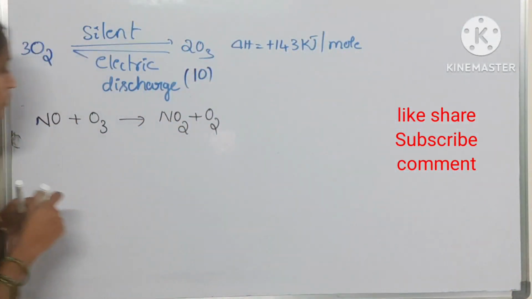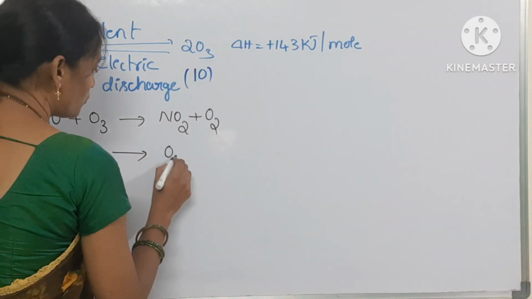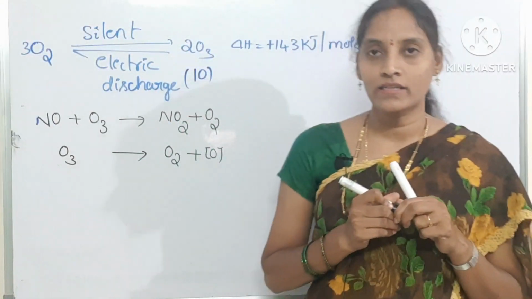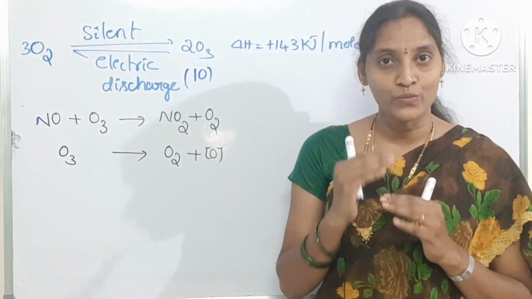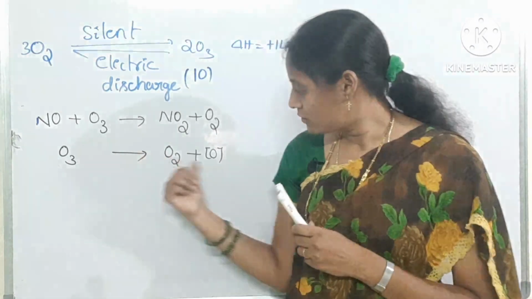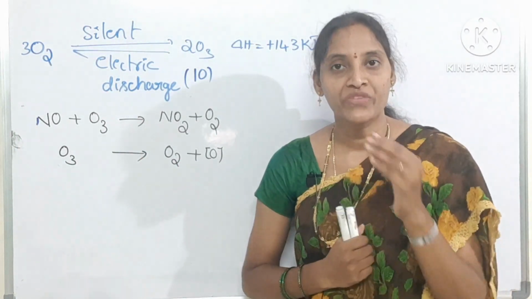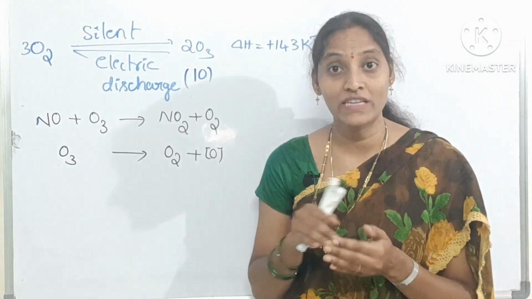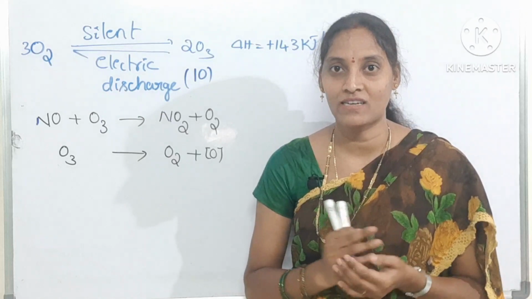Also ozone can be decomposed into oxygen and nascent oxygen. The formation of nascent oxygen and oxygen from ozone is an exothermic reaction. Why? Because while forming these two things, some energy will be released. That energy is indicated by the enthalpy. For the initiation of the decomposition of ozone, it will need some energy. We are going to supply some energy, that is the entropy.